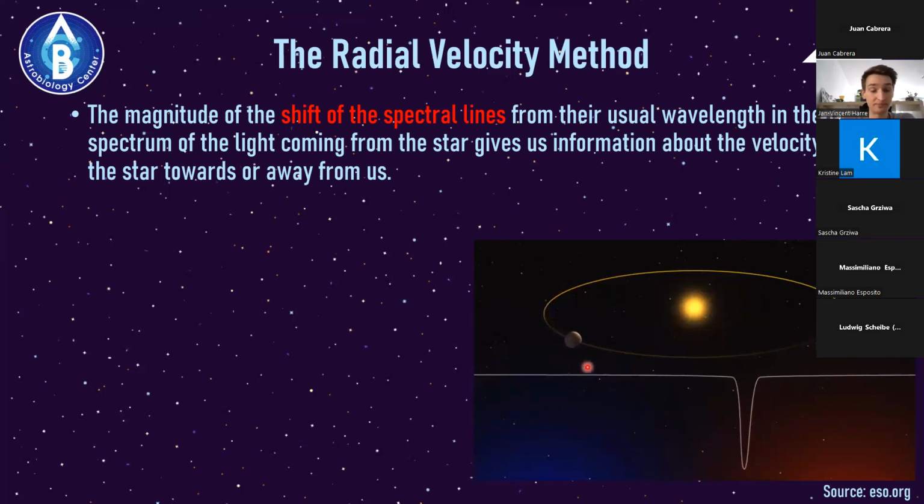So the planet will now start to move away from us, meaning that the star moves towards us, leading to a blue shift in the spectral line. And then the opposite effect will happen when the planet is moving towards us and the star is moving away from us.